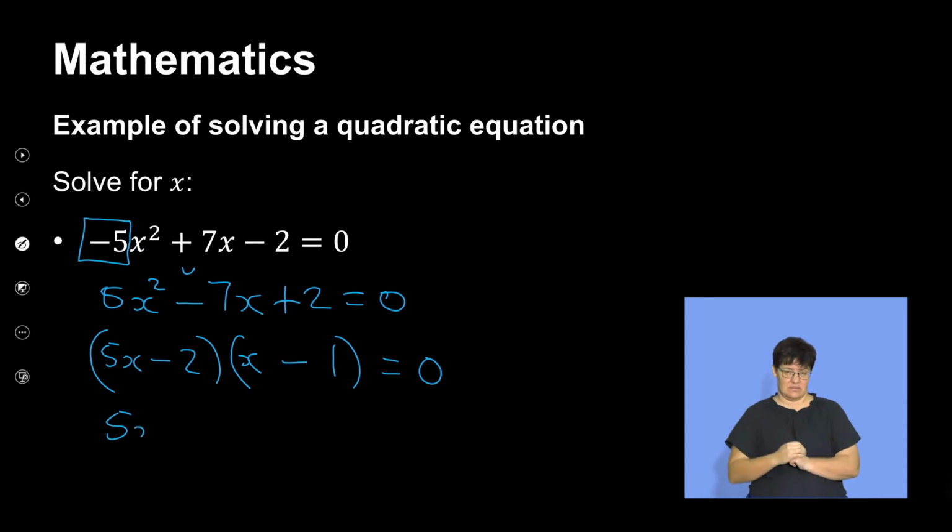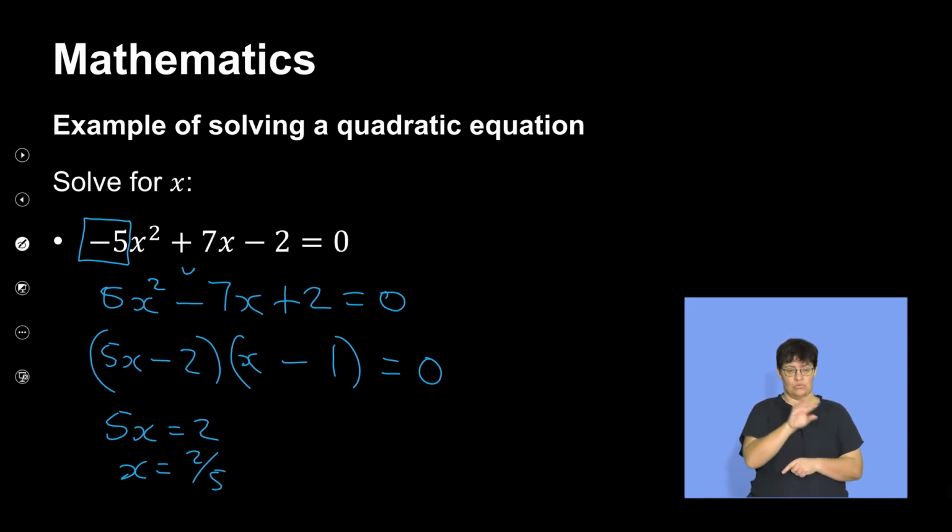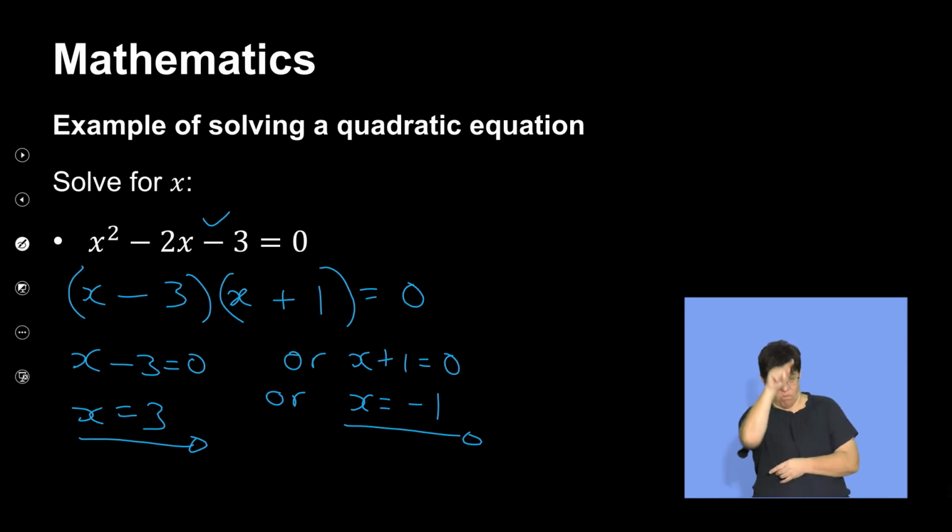And I will have 5x is equal to 2, and then my x will be equal to 2 over 5, or my x will be equal to 1. Then you can quickly go back to all of them. So I'm just going to go to all of them to show you how you then test this, right?